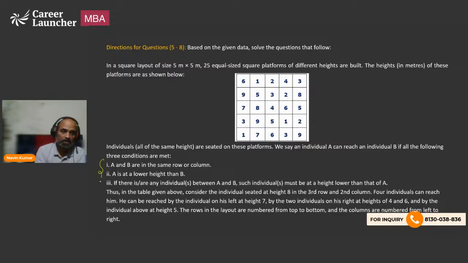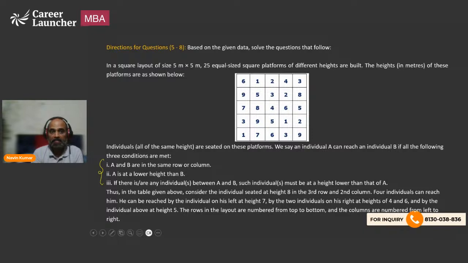These are the 3 conditions. First condition is A and B are supposed to be in the same row or column. So we cannot move diagonally. A person can move horizontally or vertically on this particular square matrix. Next, A is at a lower height than B. So if A is trying to reach B, A is at a lower height than B, it means everybody should target moving upwards. Nobody should target moving at the same height or below. It's like if you want to have success, you should always grow, right?